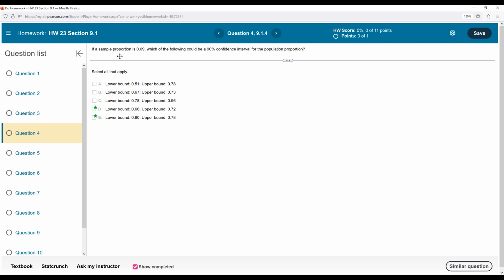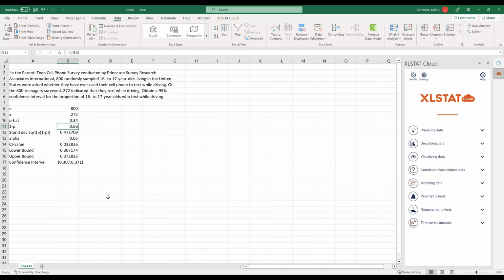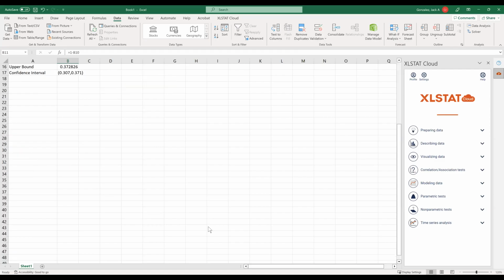Okay. If they give you the p hat, which is 0.69, which of the following could be 90%? So here you can use the formula that I gave you, or you can plug this into Excel. So you would plug in p hat is 0.69, find the 1 minus p, and you would plug all this into here. So if we were to do another example, let's do one with the answer. Yeah, we got that.